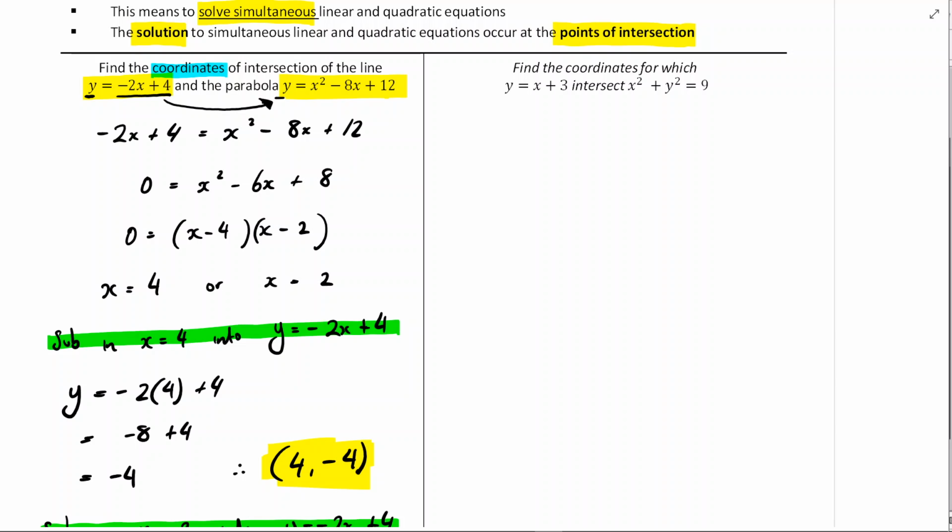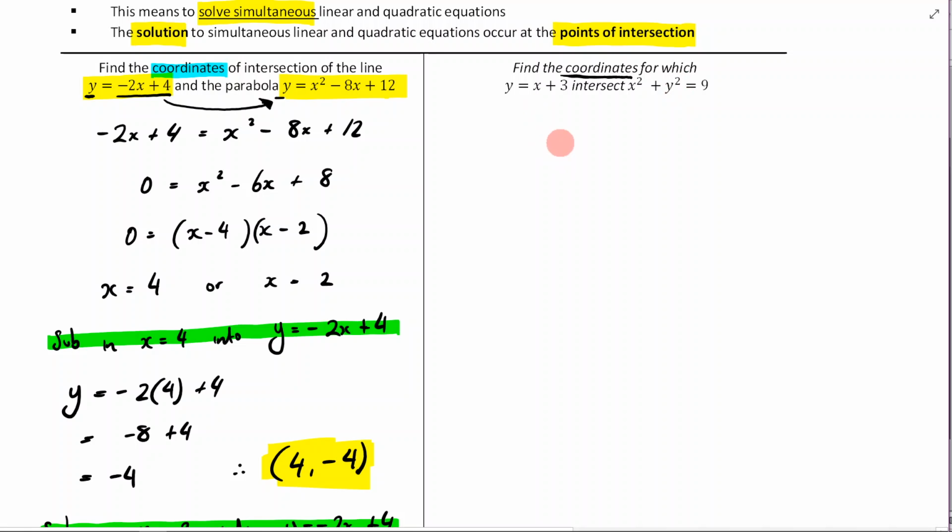All right, so we are going to go through another intersection problem here. It says, find the coordinates, a very important word, you should underline that, for which y is equal to x plus 3 intersects this. Now this is a circle, and we can ask you to find the intersection point of any type of graph because it's always the same process.